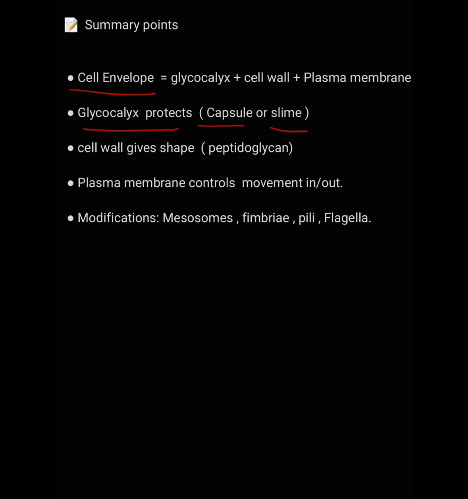The main function of the cell wall is to give shape and support to the cell, and it is made up of peptidoglycan, which is a mixed substance of sugar and amino acid. The plasma membrane controls the movement of molecules in and out, so it is called semi-permeable in nature. Modifications of the cell envelope are mesosomes, fimbriae and pili, and flagella.